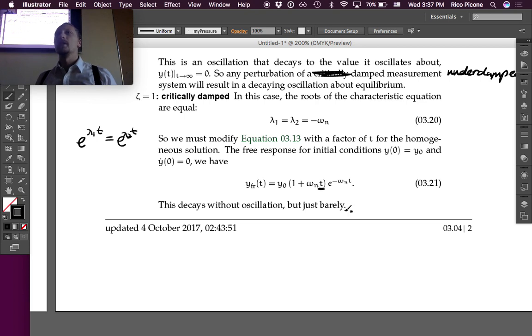Exponential wins, right? So even though t is always increasing, the exponential is decreasing faster. So this decays without oscillation, but just barely. It doesn't oscillate, but we're going to see that it's on the verge of oscillation. If it was a little bit less damped, it would oscillate. Okay.